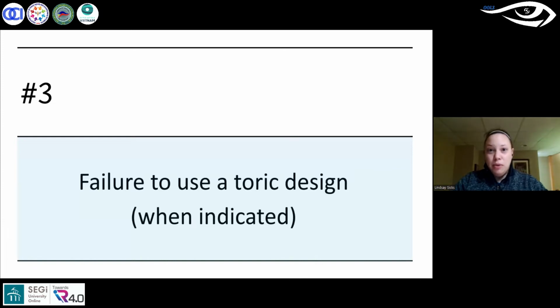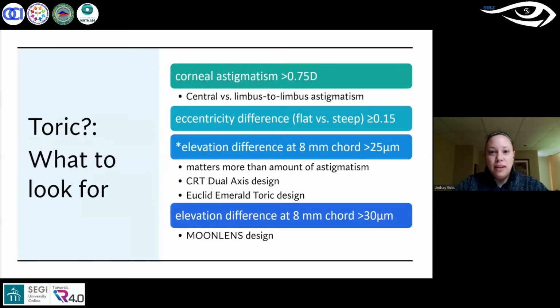Mistake number 3 would be trying to fit a spherical lens when you really need a toric Ortho-K design. And we'll talk about some of the indications for that. So the number one thing that I look for when I'm deciding sphere or toric is how much corneal cylinder does this patient have? And again, having a topography map is very helpful. And I look at whether that astigmatism is central, kind of all confined to the center, or limbus to limbus. And I'll show you an example of that. I look at the eccentricity difference between the two meridians.